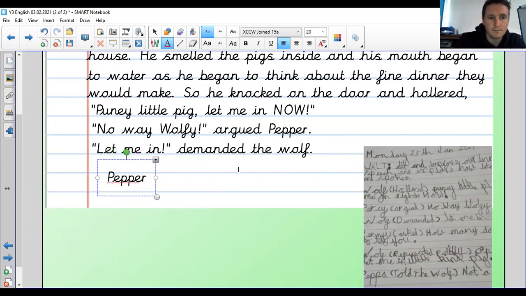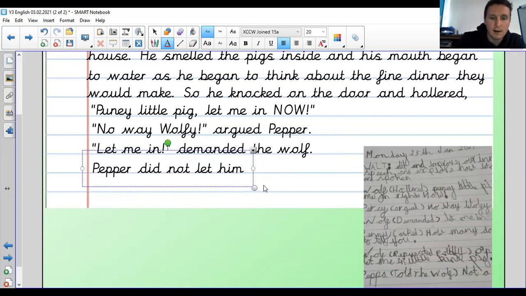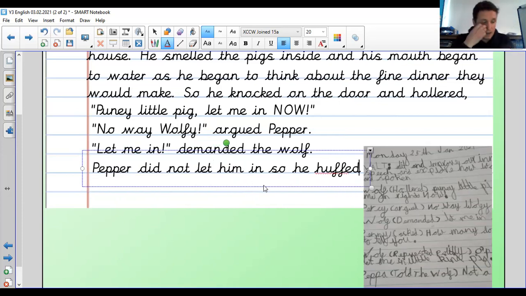So Pepper did not let him. Put it on the line. So it's better. Pepper did not let him in, so he huffed. Okay, you get the idea. Okay, he huffed and he puffed.